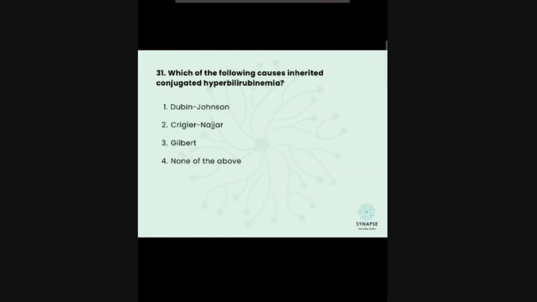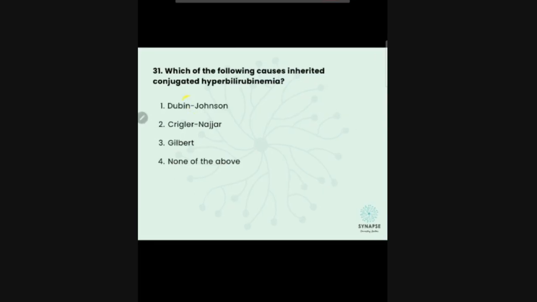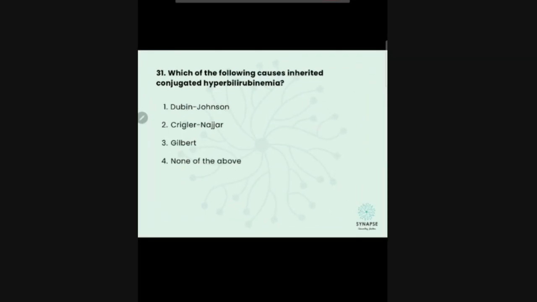So another question that can be asked in Dubin-Johnson is you have pigment deposits in the liver. So pigment deposition in the liver can be seen in Dubin-Johnson. Okay. So in Dubin-Johnson, you can see pigment deposition in the liver.